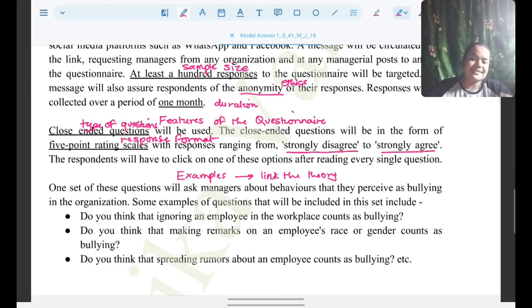So here also, this is the key section where we are giving examples of questions where we need to link the theory. Here the theory we are going to link is Cyc Cat theory.